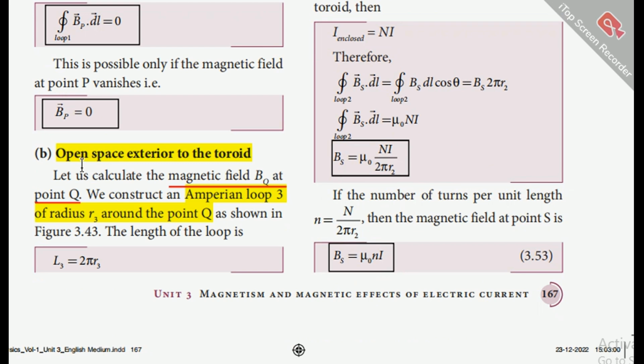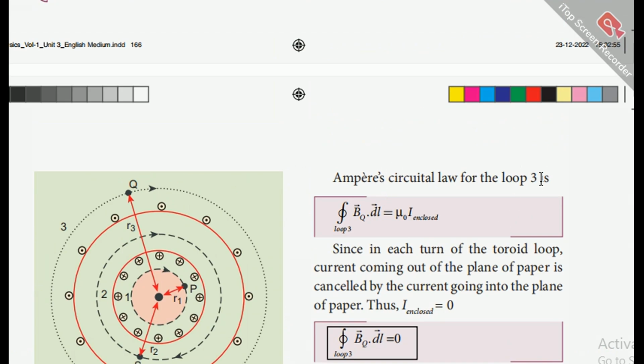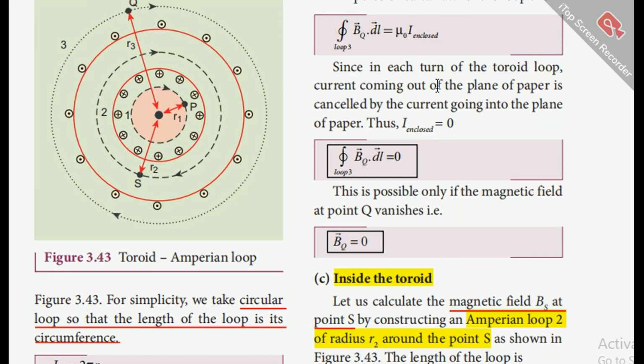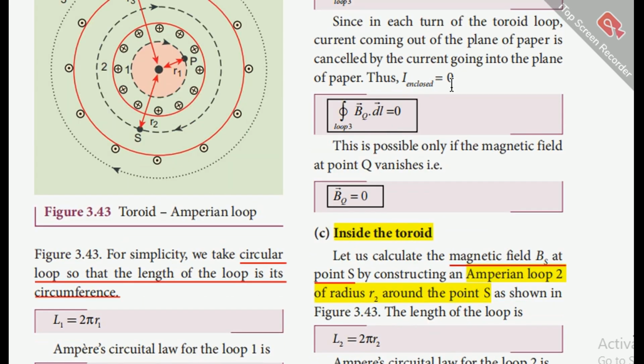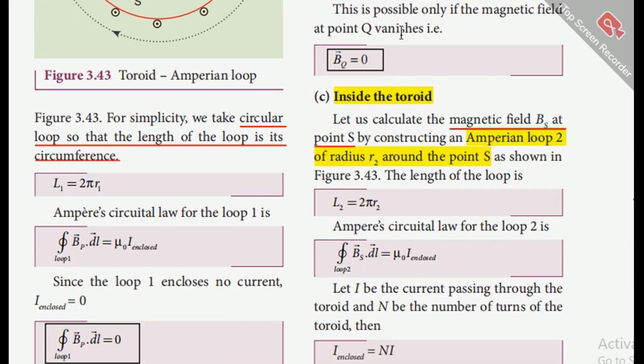Next case, the open space exterior to the toroid. Let us calculate the magnetic field BQ at point Q. We construct an Amperian loop 3 of radius R3 around the point Q as shown. The length of the loop is given by L3 equal to 2 pi R3. By Ampere's circuital law, we have this equation, the closed integral of BQ dl equal to mu naught I enclosed. Since in each turn of the toroidal loop, the current coming out of the plane of the paper is cancelled by the current going into the plane of the paper, I enclosed is equal to 0. So the closed integral of BQ dl equal to 0. This is possible only if the magnetic field at point Q vanishes, that is BQ equal to 0.